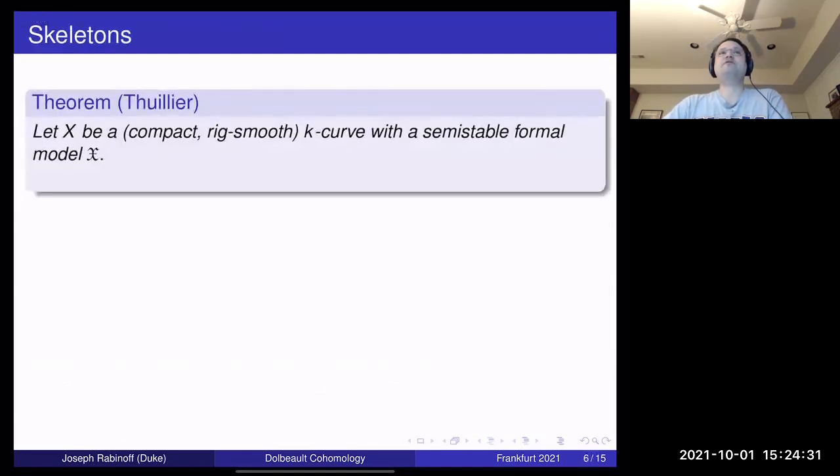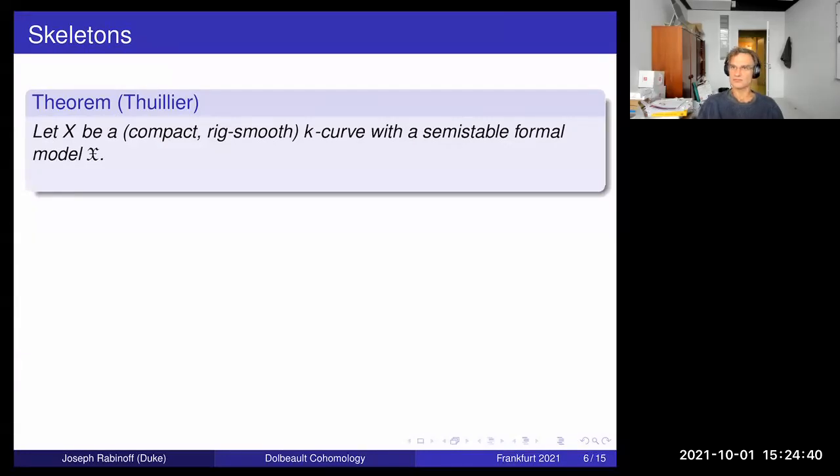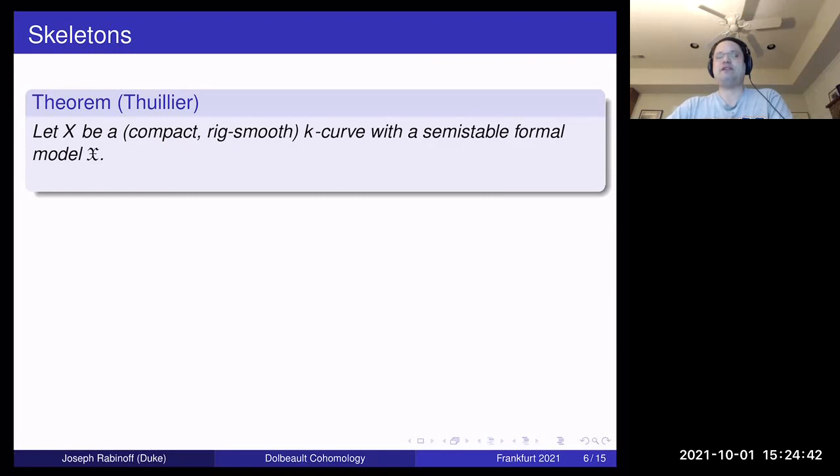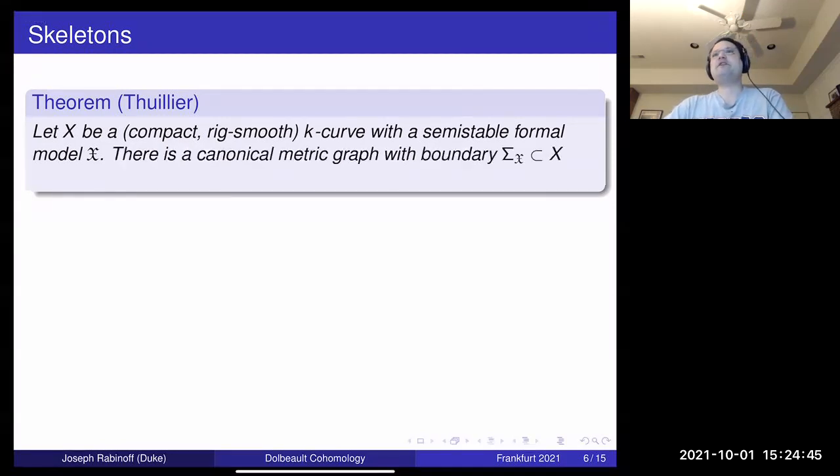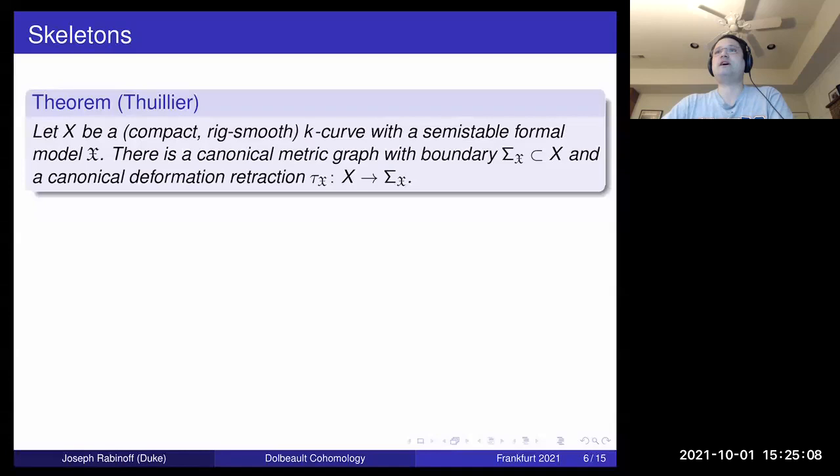So when I talk about skeletons of curves, I just mean in the sense of Berkovich's thesis from 2010, something like that. So if you have a K curve X with a semi-stable model, then you get a canonical metric graph with boundary contained in it. And if you like, you can think of X as just being a projective algebraic curve, and the formal model is then just a semi-stable algebraic model of X. In any case, you get a canonical metric graph with boundary and a deformation retraction onto that metric graph. So this is called a skeleton of X.